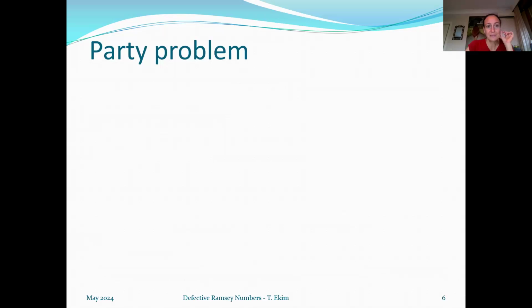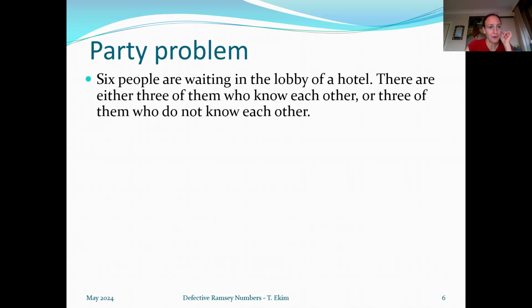Starting with the famous party problem. Well, maybe you have heard about this problem. There are 6 people waiting in the lobby of a hotel. And the claim is that there are either 3 of them who mutually know each other, so every pair in this triple know each other, or 3 of them who do not know each other. And knowing somebody is something symmetric, like if I know you, you know me. Okay.